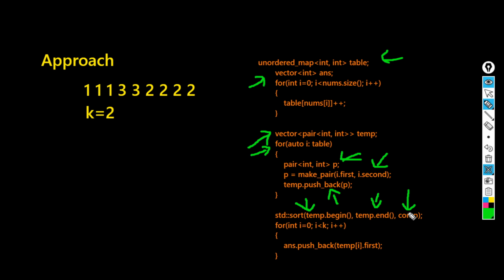Our priority is the second value, so we'll do that with the help of this comp. We'll look at the comp function at the end. Before that, we'll first look at the end part, where I iterate over all the values from i equal to 0 to k, and I push back those values into the answer. In the answer, our values will be the most occurring elements, as we have discussed before. So we push back these values from temp.first, and we'll get our answer. Now we'll discuss what our comp function is doing.